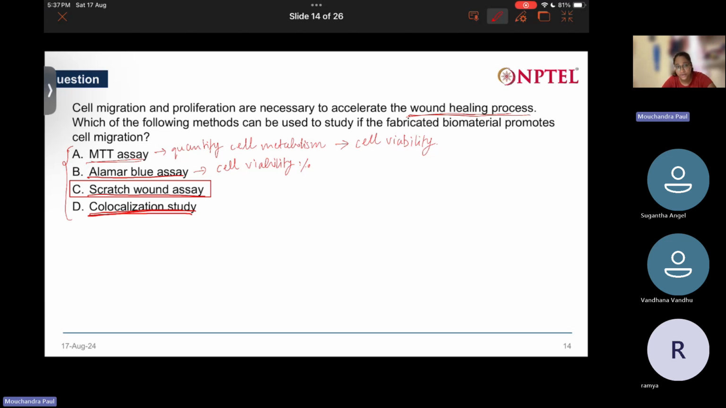So how is it disappearing? It is disappearing only if the cells start migrating from both ends and start proliferating to make up for the lost cells. So when that happens, then only the scratch will disappear. So in this way, you can quantify it or not.